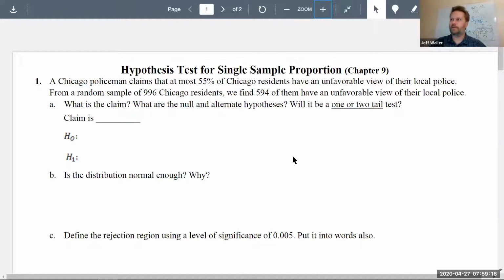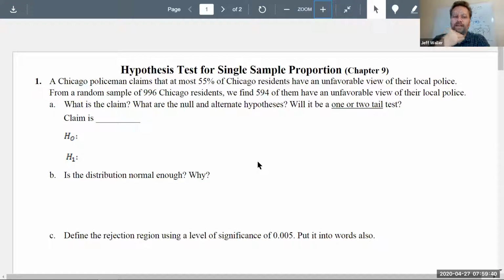All right. Try to write the claim down in Mathish. Now, be careful. What is this a test about? Is it a test about means or a test about percentages, proportions? It's a test about proportions. So don't put mu. You don't have a claim about mu. You have a claim about P. You have a claim about the population percentage.